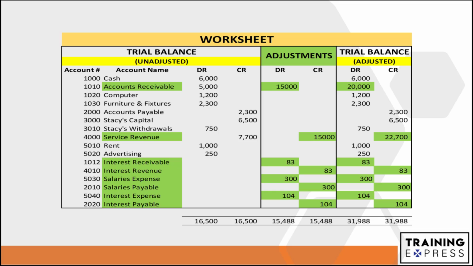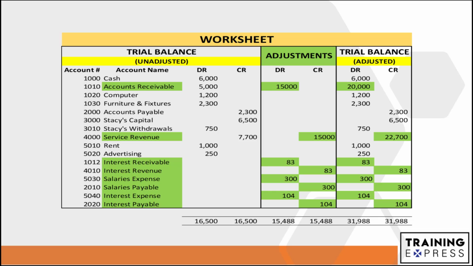Computer, furniture and fixtures, accounts payable, Stacy's capital, and Stacy's withdrawals. There is no adjustment for these accounts, so their balances will be shown as it is. Service revenue has got an adjustment. You can see the unadjusted balance was $7,700, and now there is another credit of $15,000, so we will add them together to $22,700.